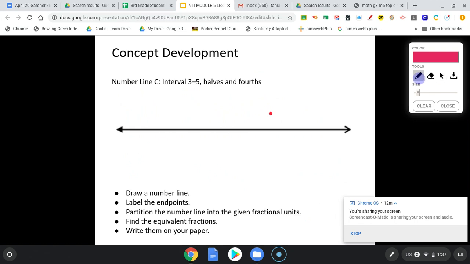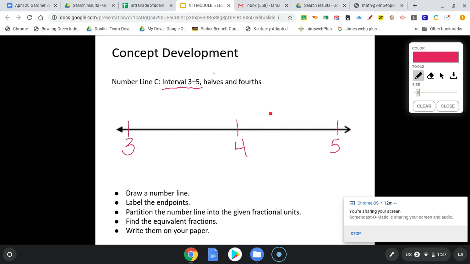Okay, we're going to do one more of these together, and then you're going to do some guided practice. So this time, it says intervals of 3 to 5. So let's put our endpoints of 3 and 5. And what whole number's missing? 4. Very good. Excellent, excellent job.